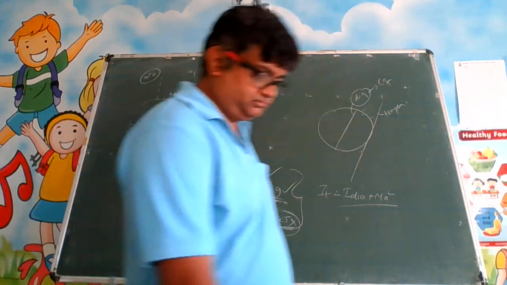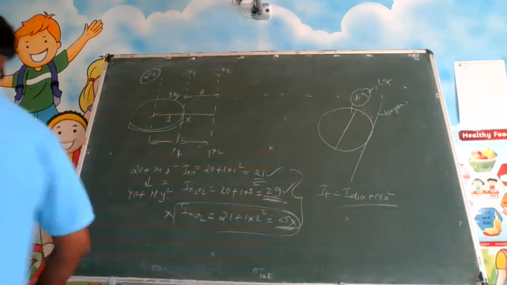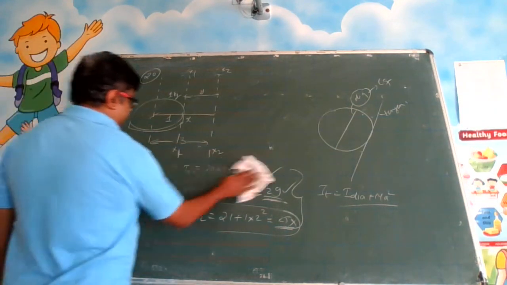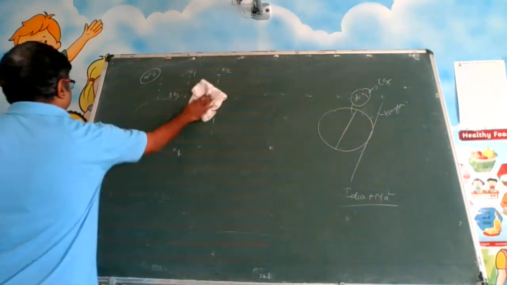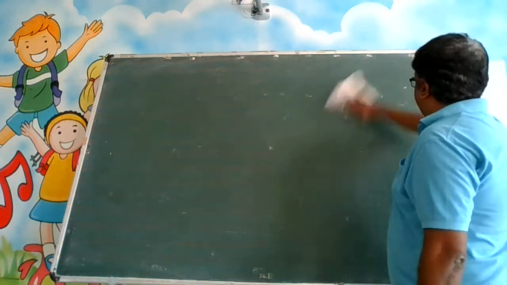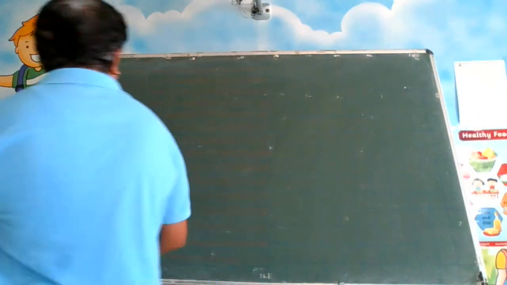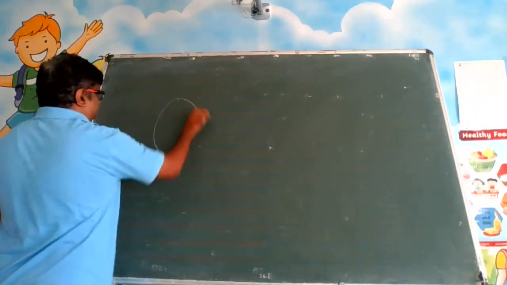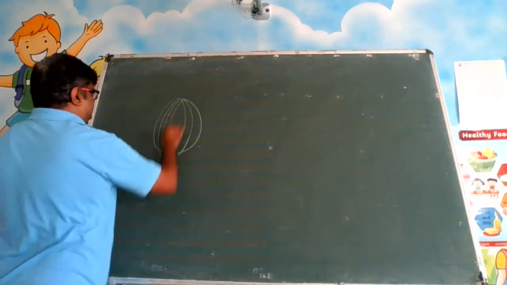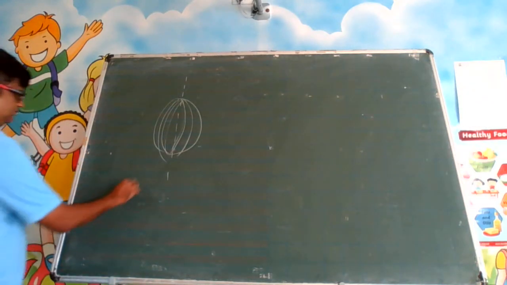Similar is the case if you take any other case. You can calculate for any other geometric shapes. You take a sphere, a solid sphere. A solid sphere will have a CG passing through the center. So what was the formula?